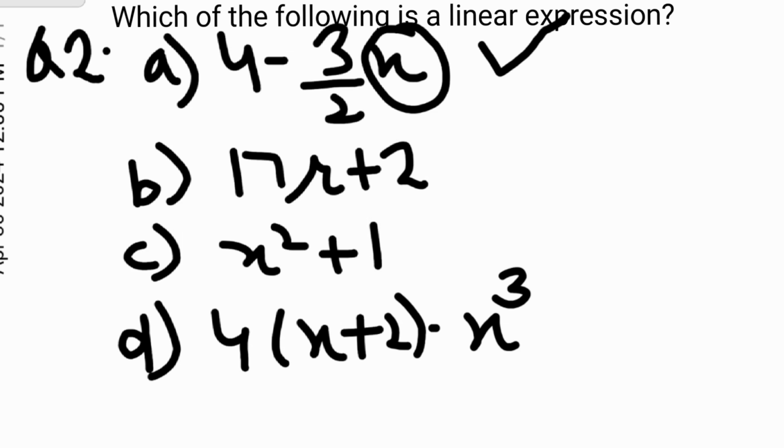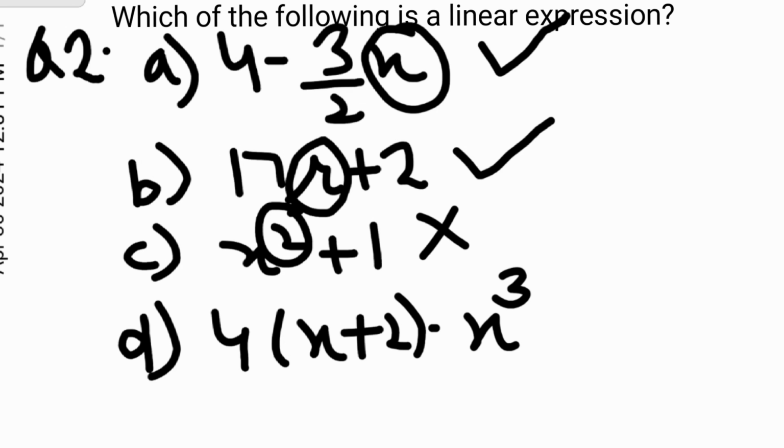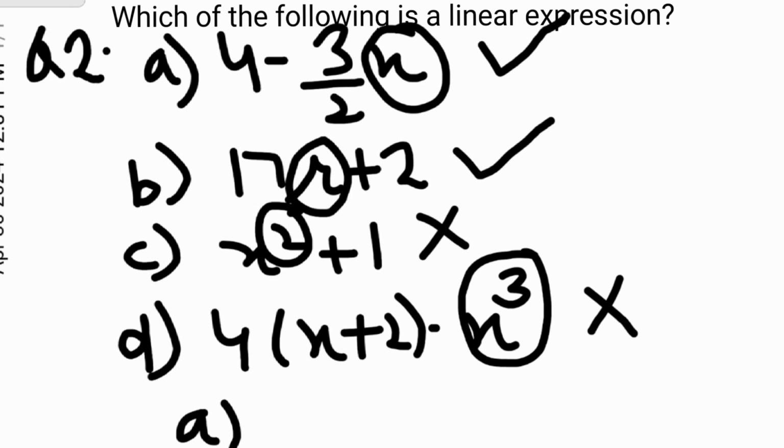In the second option, we see that r also contains only 1 degree, so this option is also correct. In the third option, x contains 2 degree, it means it becomes x square, so it is a quadratic expression, not a linear expression. So option C is wrong. In option D, x contains degree 3, it means it is cubic, not linear, so option D is also incorrect. So the right options are option A and option B, which contain linear expressions.